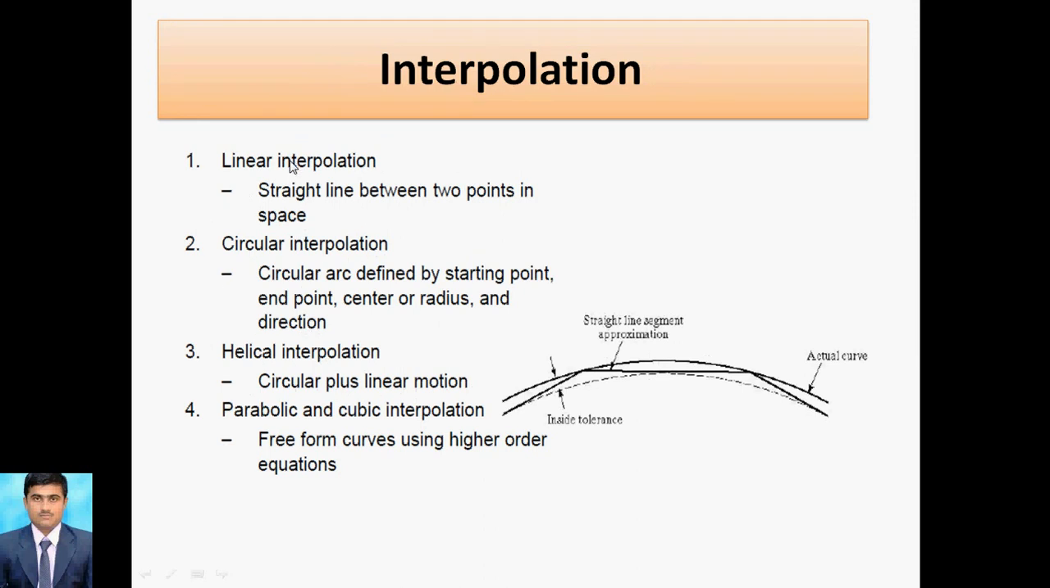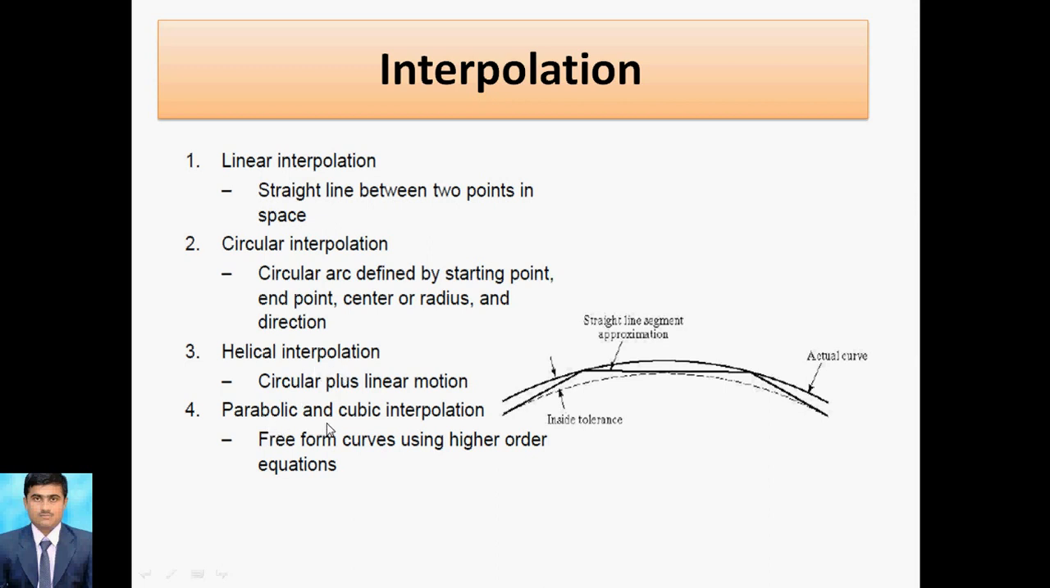Generally there are two types, linear and circular. In advanced machining there are two more, helical and parabolic. In straight line, or linear interpolation, the straight line is between 2 points in space. That is called linear interpolation. The second is circular interpolation, for a circular arc given by starting point and end point with center or radius. Then helical interpolation is the addition of circular plus linear motion.